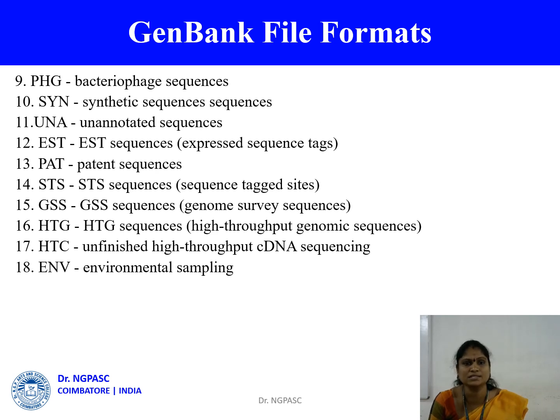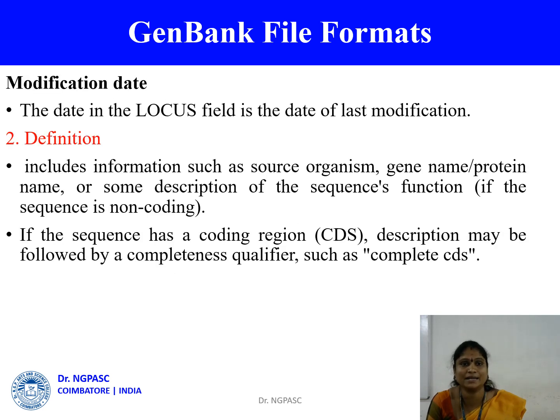STS for sequence tagged sites, GSS for genome survey sequences, HTG for high throughput genomic sequences, HTC for unfinished high throughput cDNA sequencing, ENV for environmental sampling. Like that, totally there are 18 divisions in the GenBank file format in that database.